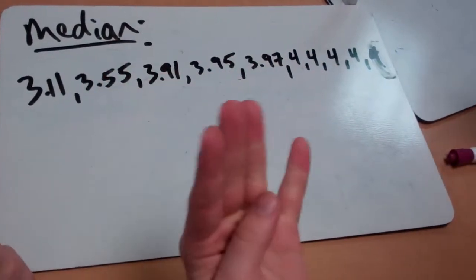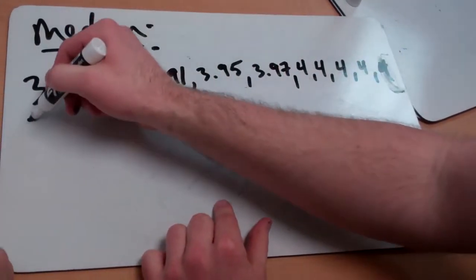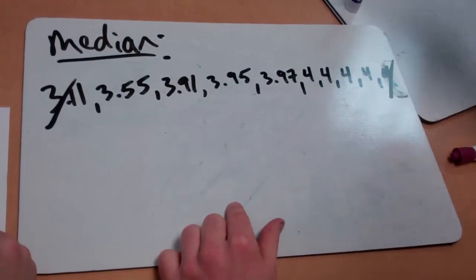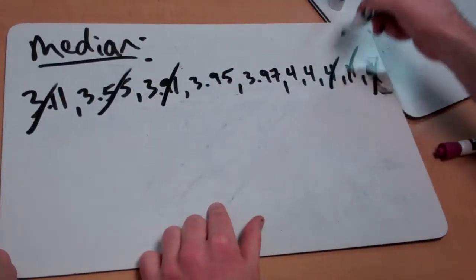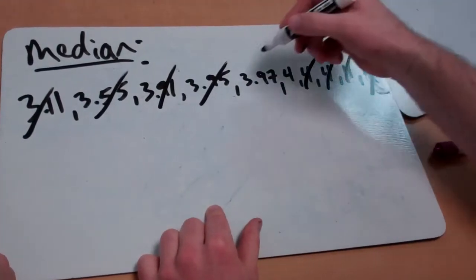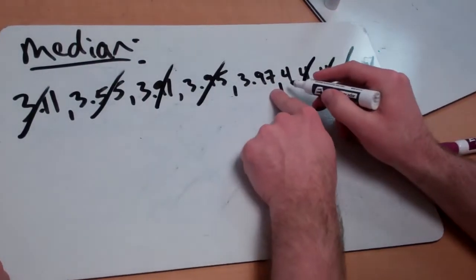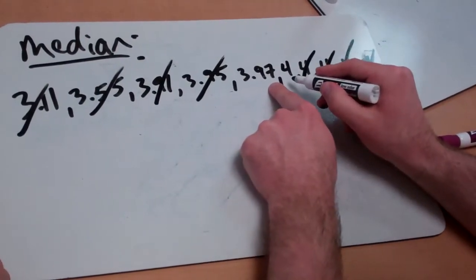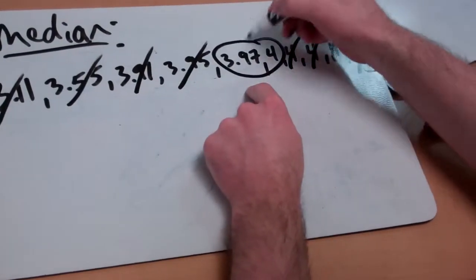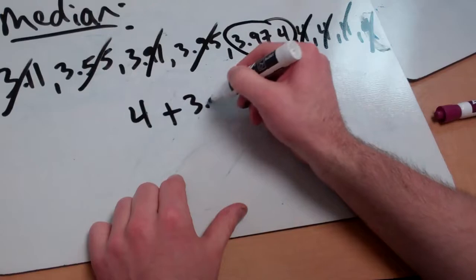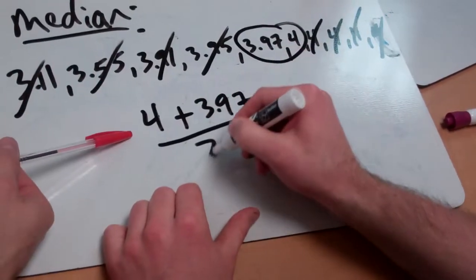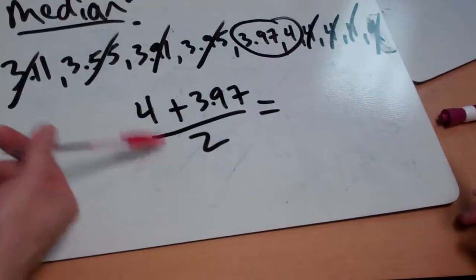Perfect. Now here's an easy way to do it with the median. Cross one off from the lowest, cross one off from the highest. Lowest, highest. Lowest, highest. Lowest, highest. Uh-oh, what do I do now? There's no real perfect number in the middle, so we just have to take the average of the two middle numbers. So I can do this, just like Mr. Kent did. 4 plus 3.97. How many values did he add up? He added up 2, so that's why he's dividing by 2.